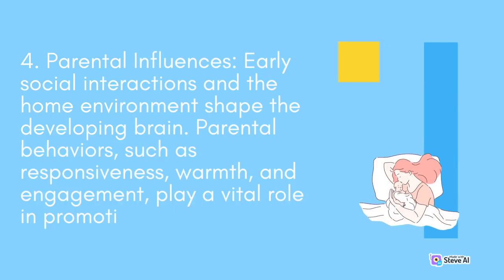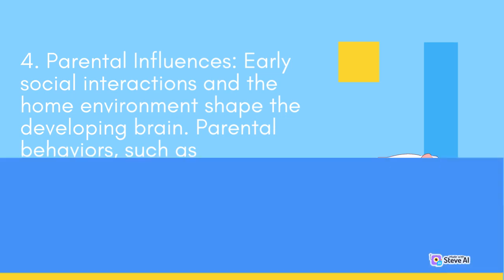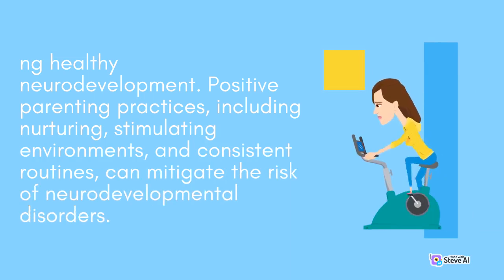4. Parental influences. Early social interactions and the home environment shape the developing brain. Parental behaviors, such as responsiveness, warmth, and engagement, play a vital role in promoting healthy neurodevelopment. Positive parenting practices, including nurturing, stimulating environments, and consistent routines, can mitigate the risk of neurodevelopmental disorders.